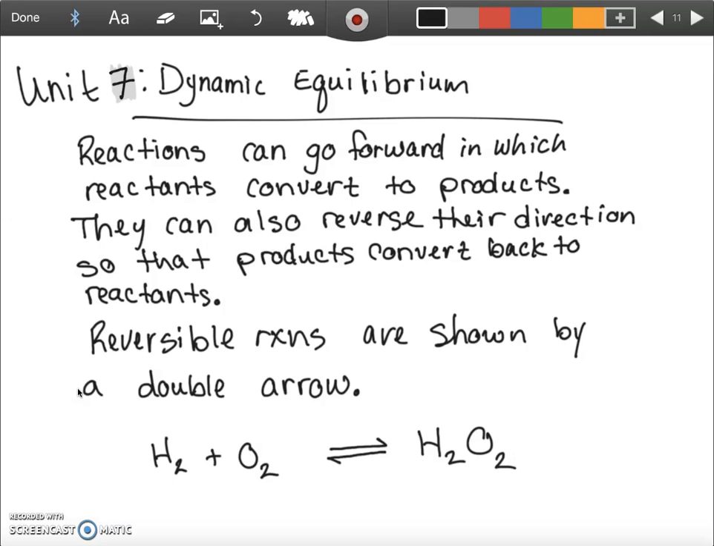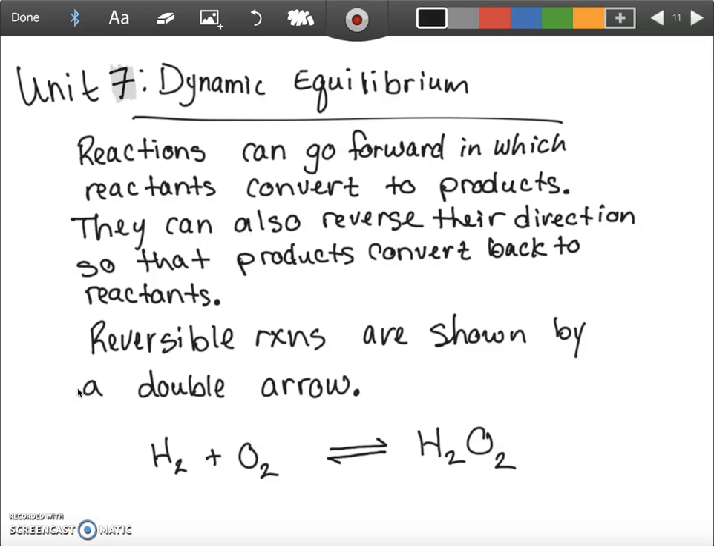But the first thing to remember is that a reaction can go both ways. It can go in the forward direction, in which the reactants are converted into products. It can also go the reverse direction, in which the products are converted back into reactants. Equilibrium is reached when the speed or the rate of the forward reaction is equal to the rate of the reverse reaction. That is equilibrium. Equilibrium is not equal concentrations of product and reactant on both sides. Equilibrium is when the speed of the forward reaction matches the rate of the reverse reaction.